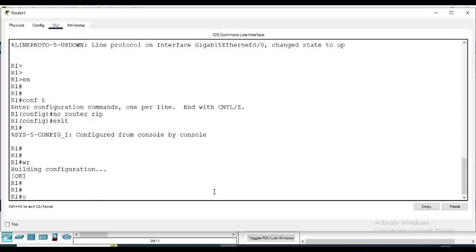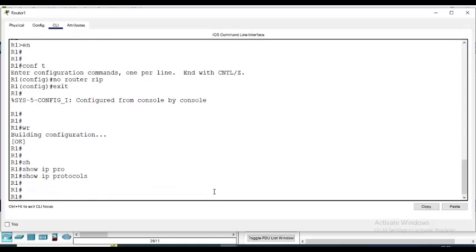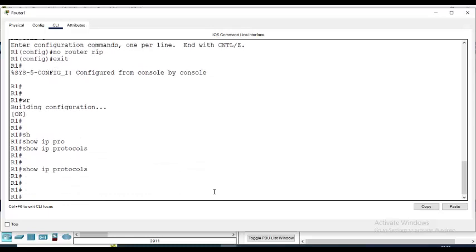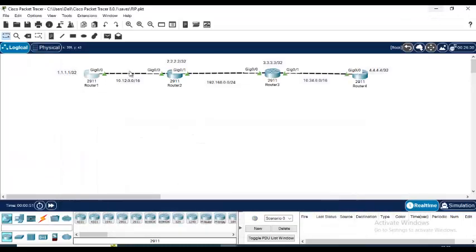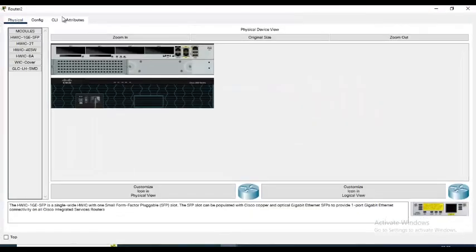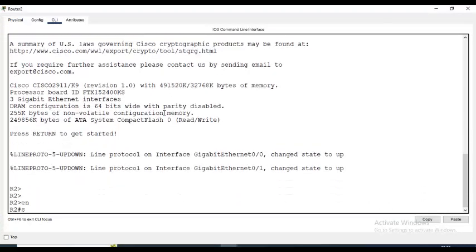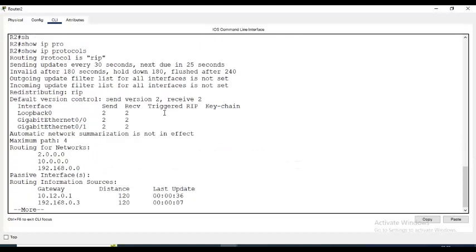You see, show IP protocol is the command which will show you what all routing protocol currently running. There is no routing protocol. Got it? I removed RIP. Let me take you to the next router. Before removing, let me show you. Before removing, show IP protocol. You see, you have RIP.